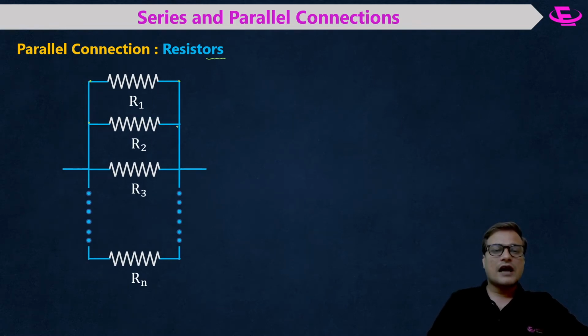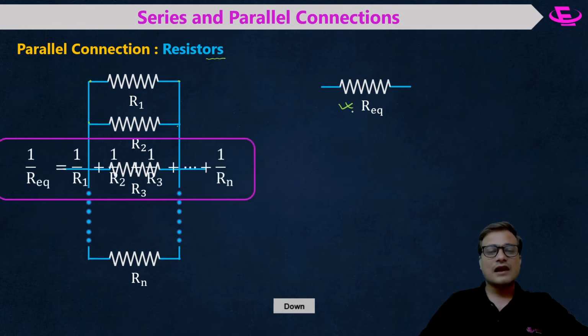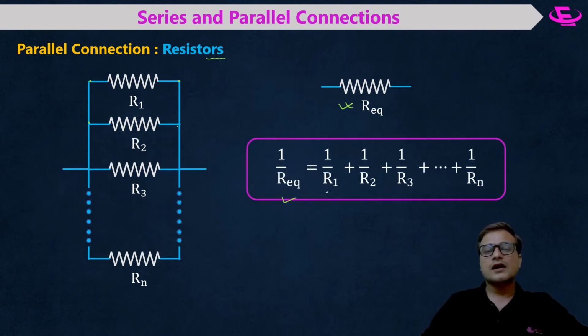All the terminals are parallelly connected, and if you replace it by a single equivalent resistance, its value will be 1 by R equivalent equals 1 by R1, 1 by R2, up to 1 by Rn. At your home, household, which type of connections are done? I am writing here a special note.